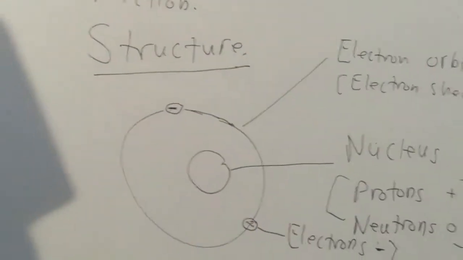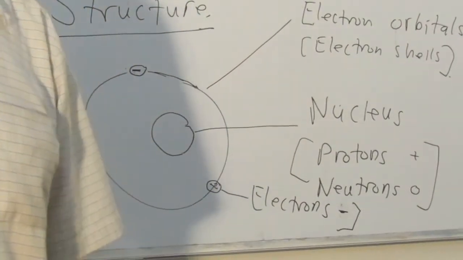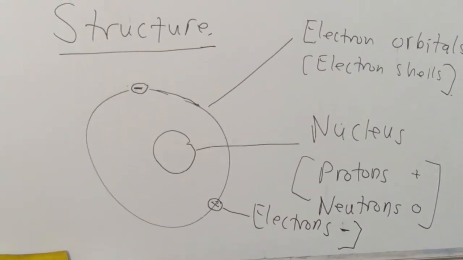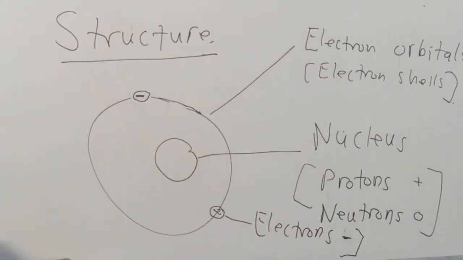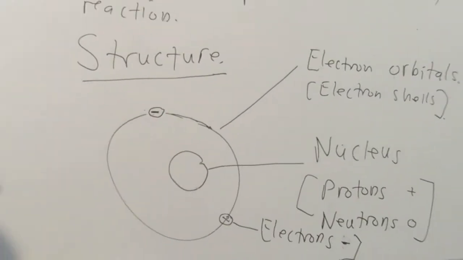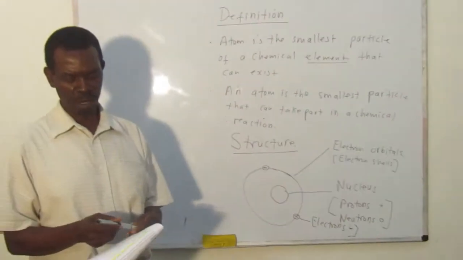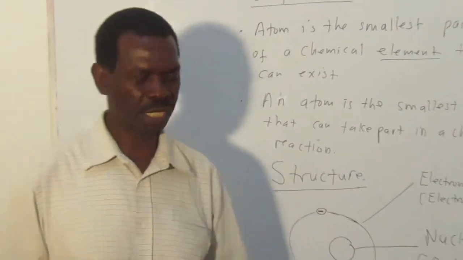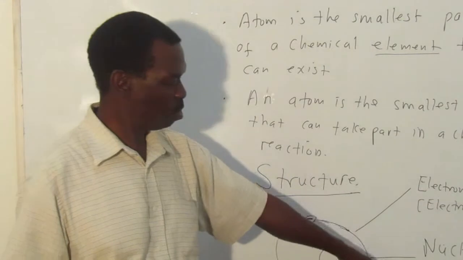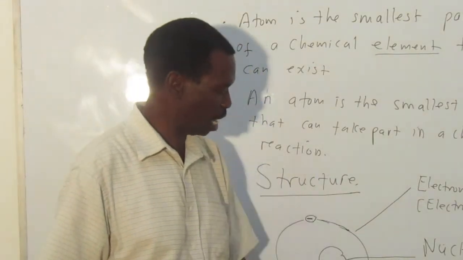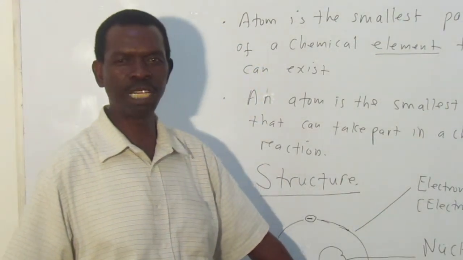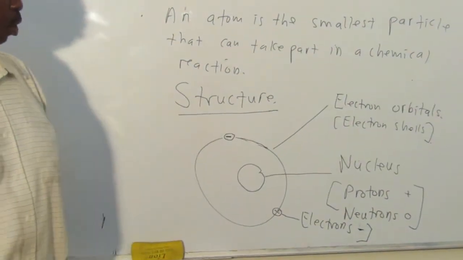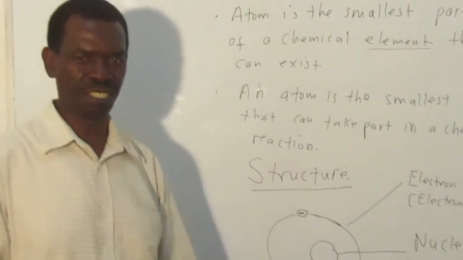From there, if I may ask you a question, what are the three subparticles of an atom? It's very simple. From here you can say that the only three subatomic particles we know are the protons, the neutrons, and the electrons. And I'm going to spend time now trying to explain what a proton is, what a neutron is, what an electron is.